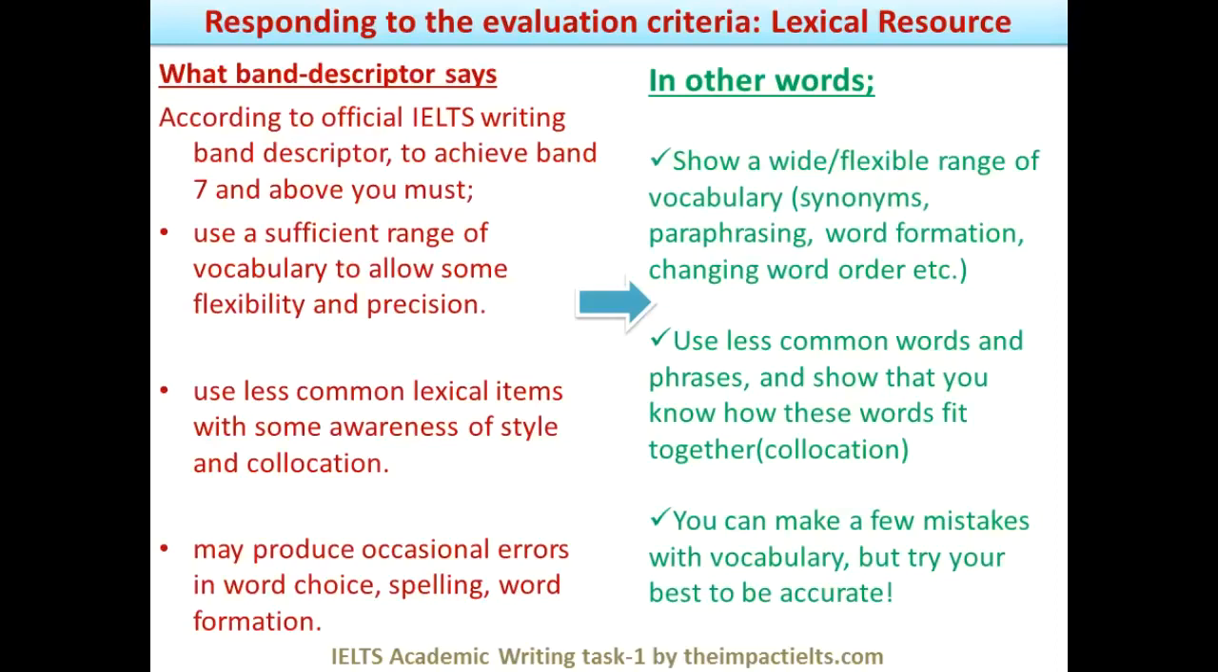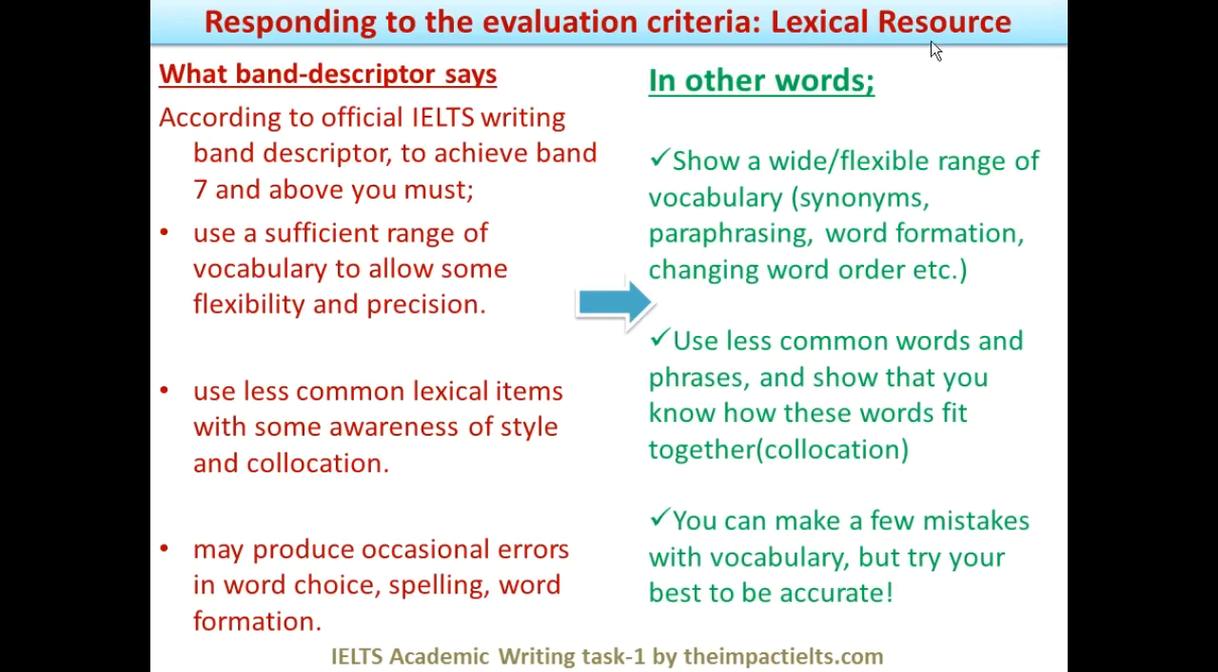Hello again. This video is about the third evaluation criterion, which is lexical resource. Again, an important one. You know that 25% of the score comes from each of the four criteria of evaluation, so each one is equally important.